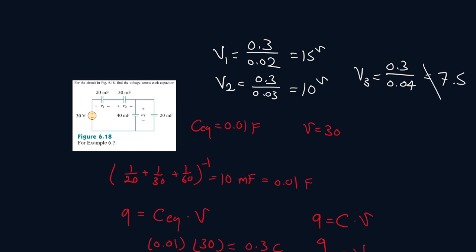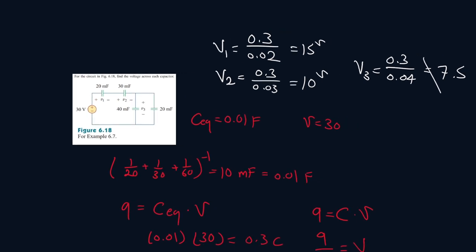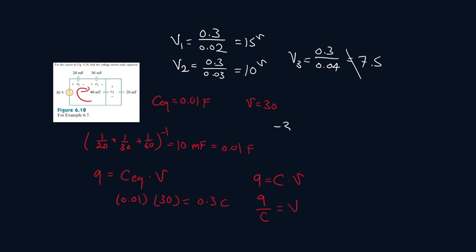That must mean that V3 is something else, and we can solve for V3 by doing this. So let's redo the sum again. Minus 30 plus V1, 15, plus V2, which is 10, plus V3, and all of this has to equal 0. If you rearrange, minus 30 plus 15 plus 10, bring it to the other side, so V3 will be equal to 5. So that means V3 is equal to 5 volts.